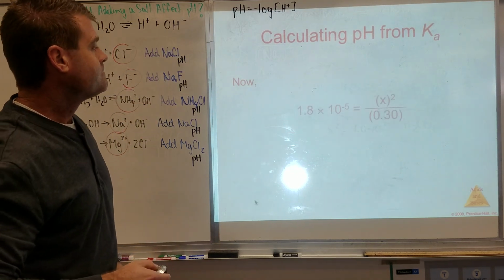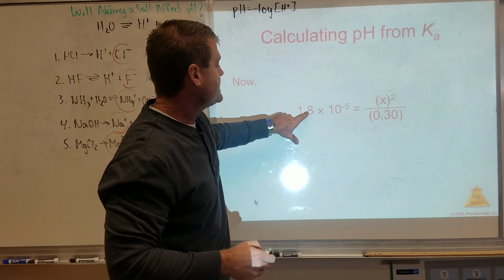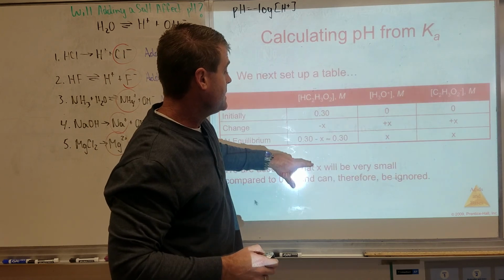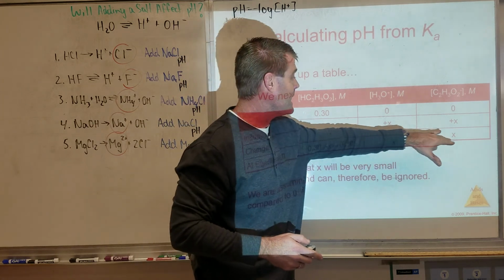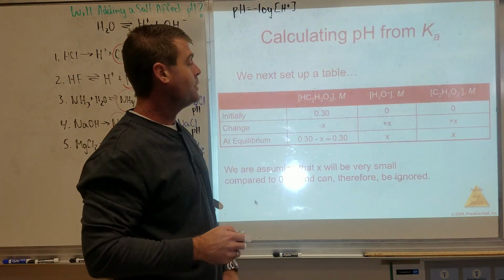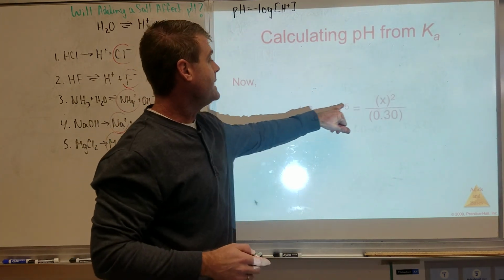So now, you guys, we have 1.8 times 10. You guys see what we did? We just took these values and plugged them into the equilibrium expression. So it's X times X, which is X squared over 0.30. And then it's just a matter of solving for X.